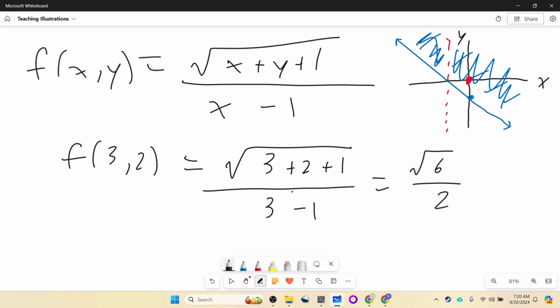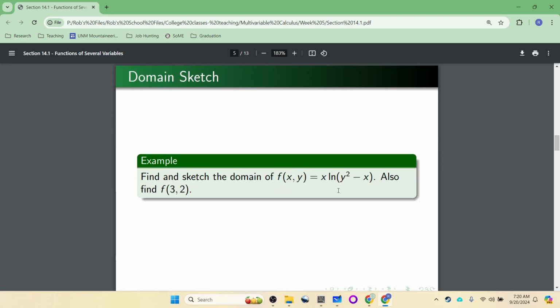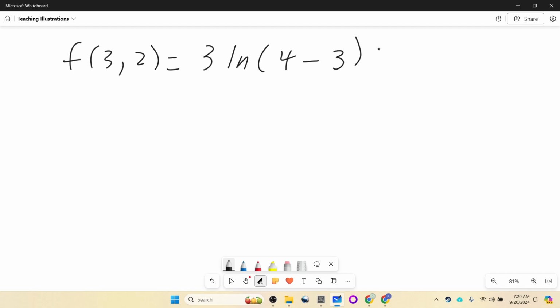All right, let's try another example of finding domain. So x log of y squared minus x. And again, we'll also find f of 3, 2. So it's pretty similar to the last one. Let's see. Okay. First off, f of 3, 2 is x natural log, and again, if I say log, I mean natural log of 4 minus 3 would be 3 times ln 1, which is 0.